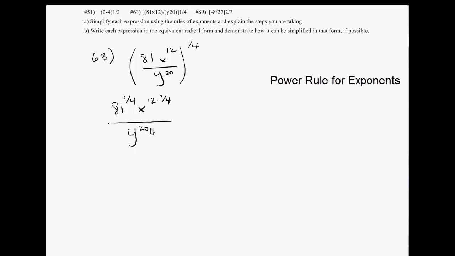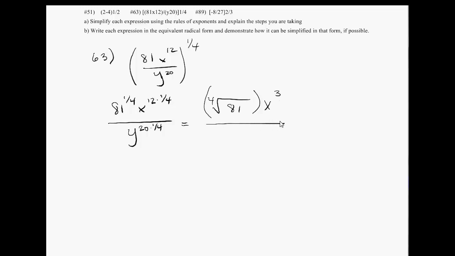Okay, so the first thing we need to do, raise each factor to the power. All right, so here we go. 81 to the 1/4 power, x to the 12 to the 1 times the 1/4 power, over y to the 20th, and this is going to be times the 1/4 power. Okay, so 81 to the 1/4 power, that in radical form is going to be 81 to the 4th root. Okay, and then x is going to be 12 over 4, which simplifies to 3. And this goes over y, and this is 20 divided by 4, which is 5.